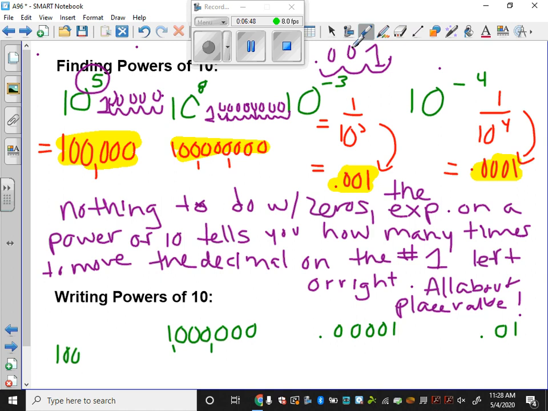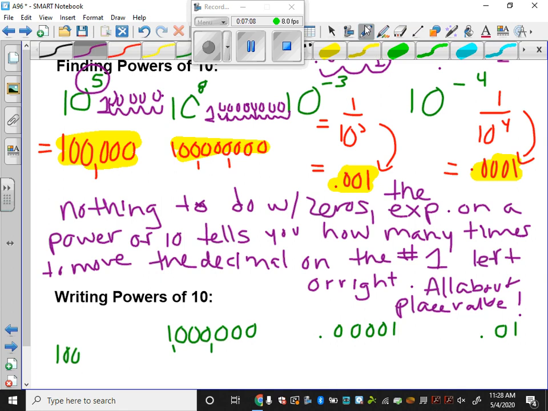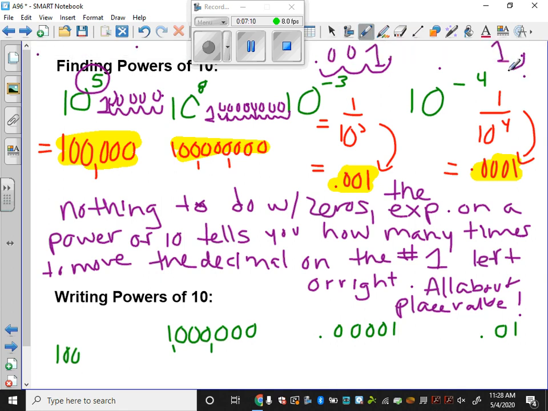So now you can understand it's not about the zeros, it's about the number of times you move the decimal, the number of place values before or after the number 1. So if I look at this last example, that's saying move the decimal 4 times to the left. 1, I have to pass the number 1. 2, 3, 4. So I'm actually only adding 3 zeros here.